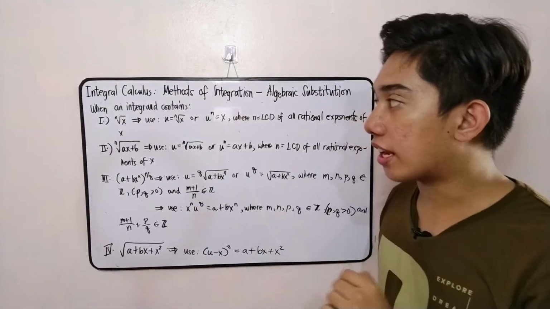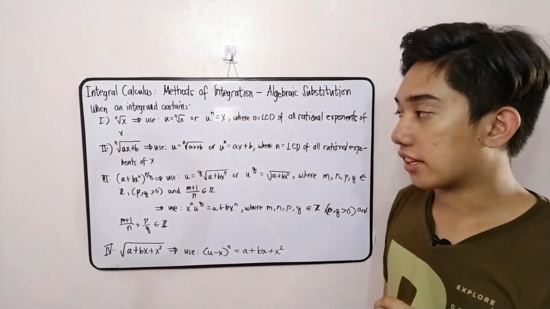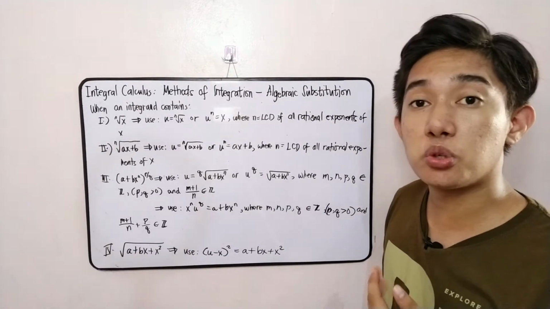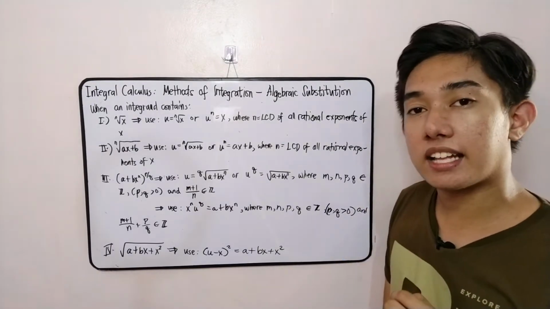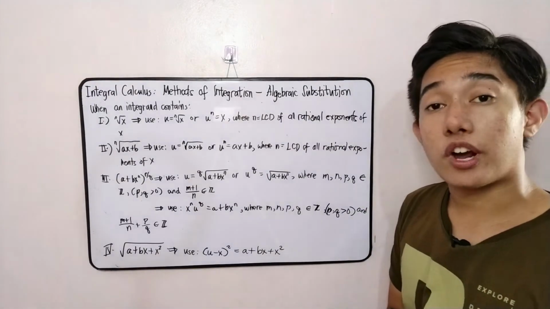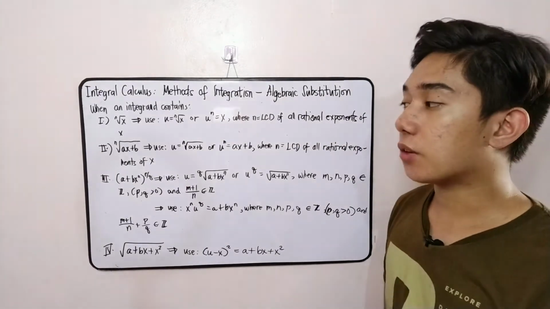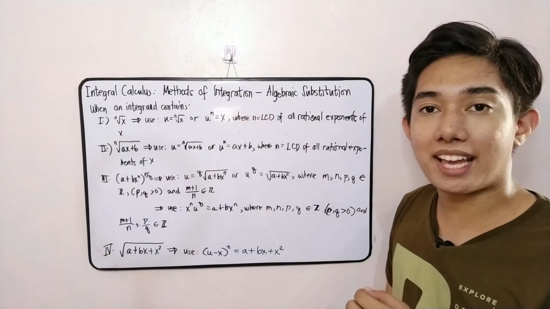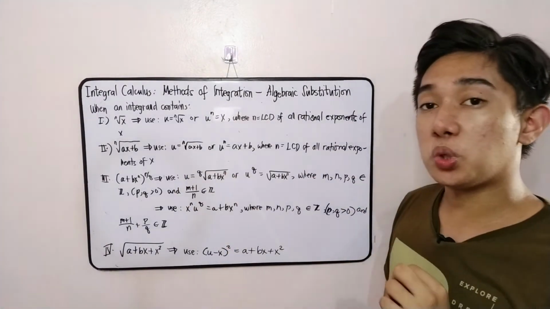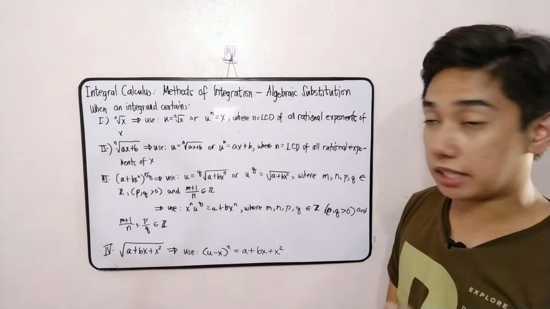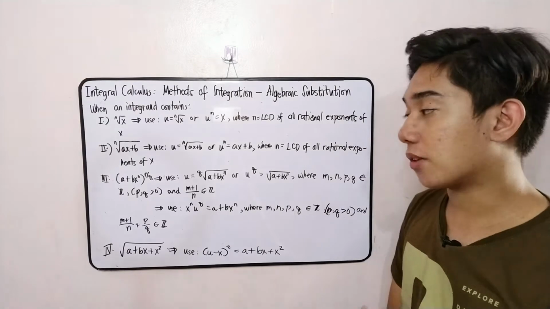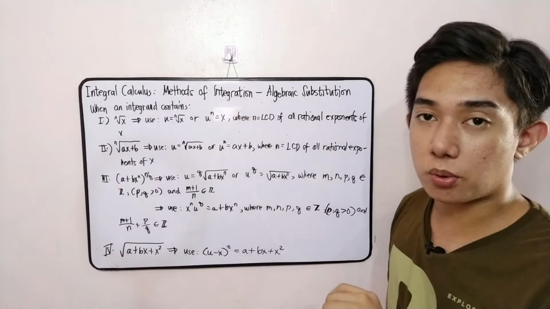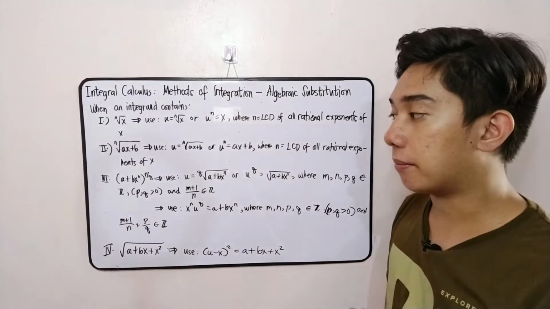So when an integrand contains the nth root of x, we will use the substitution u is equal to the nth root of x, or maybe u raised to n is equal to x, provided that your n should be the LCD of all rational exponents of x. For the second one, if we encounter a radical expression and your radicand is a linear term, in the form ax plus b, then we will use u is equal to the nth root of ax plus b. Or it can be u raised to n is equal to ax plus b, provided that the n is equal to the LCD of all rational exponents that you will encounter in the problem.